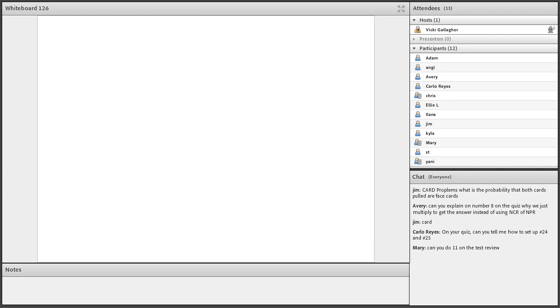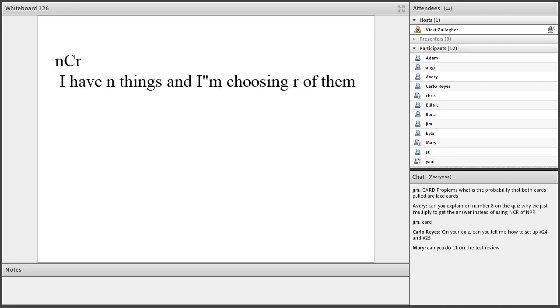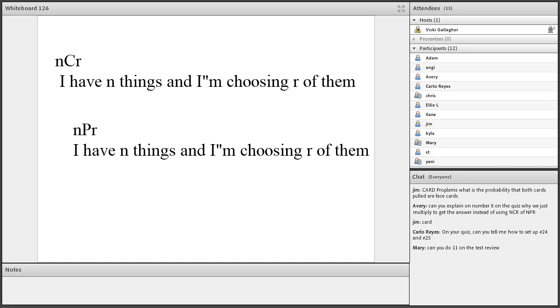So just a refresher for those of you, what do NCR and NPR actually mean? NCR means I have N things and I'm choosing R of them. NPR also means the same thing. I have N things and I'm choosing R of them. And so when you have NCR and NPR, that means I have a whole bunch of stuff, and from that stuff, I'm going to pick some of them and only use some of them.